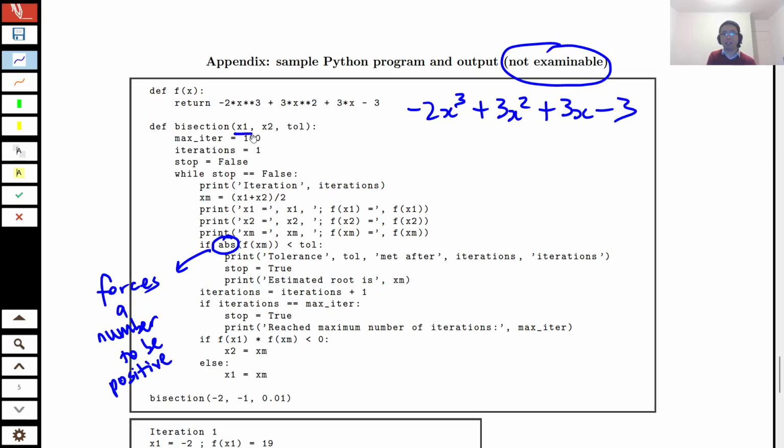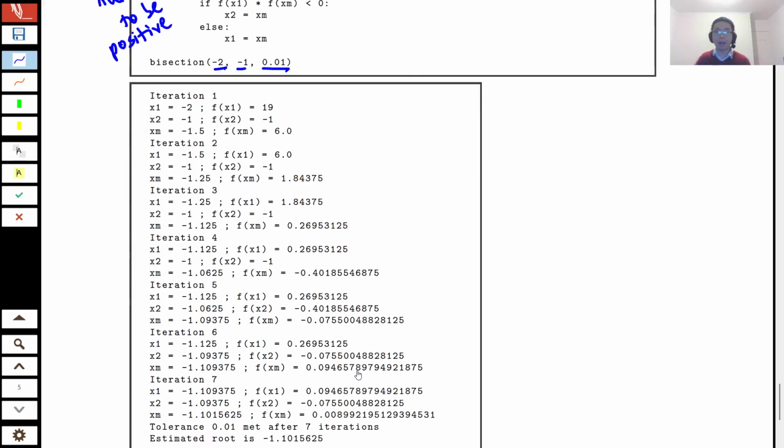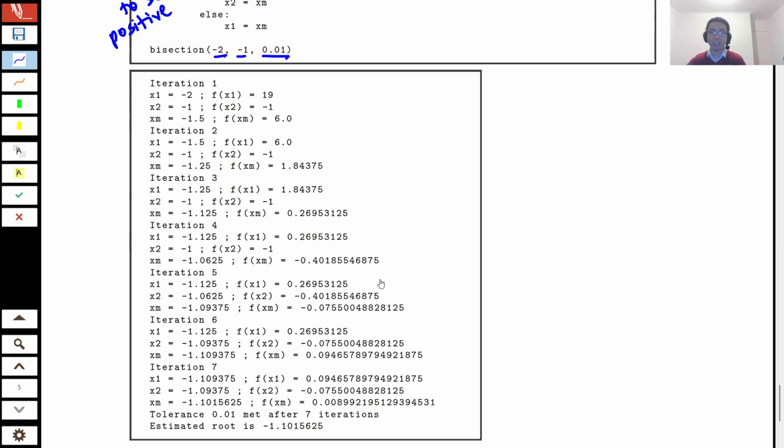And I've defined a function with three parameters, x1, x2, and tolerance. And I've specified start at -2 and -1, use a tolerance of 0.01. And let's see what this program prints out. So you'll remember, after 5 iterations, we got the root of -1.09375. That's correct. And in just 7 iterations, I've gotten a function evaluation that is smaller than 0.01. So I'm reasonably confident that this number, -1.10, is reasonably close to the root.